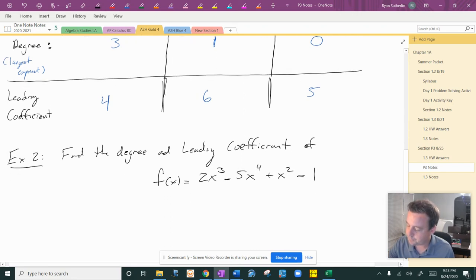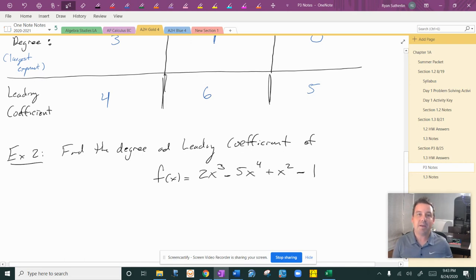So what people get in the bad habit of is they just look at the beginning when they think leading term. But what you always have to do is find that largest exponent. Then everything that goes with that is, and the reason that's important is it's really when we get to graphing polynomials. Sorry, I didn't mean to erase that.